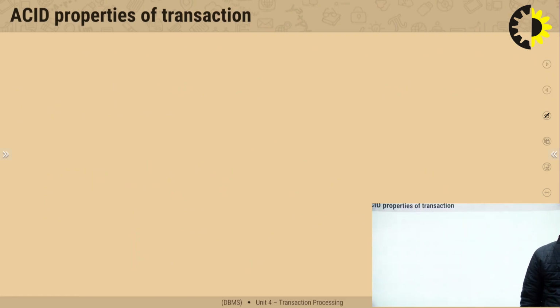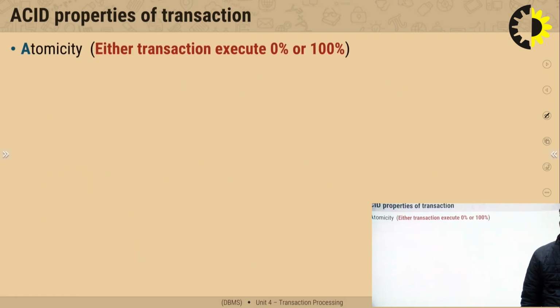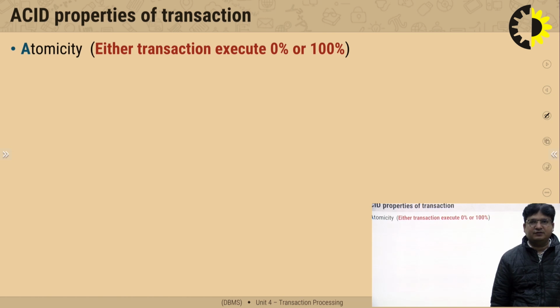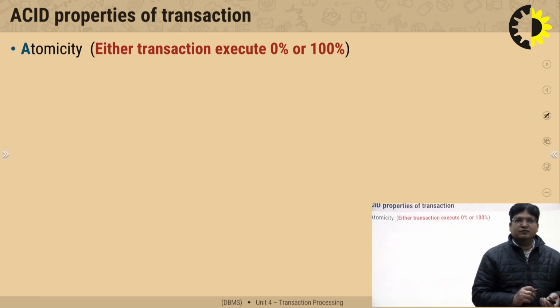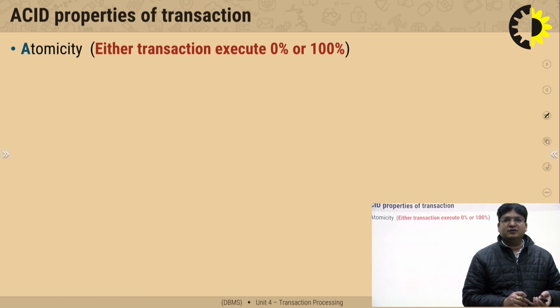Next, ACID properties of the transactions. First is atomicity, which ensures that either the transaction executes 0% or 100%, meaning either all the operations are successful or none are. Suppose we transfer 100 rupees from account A to account B. Now, money has been transferred from account A, but the money has not reached B. So, what should we do?